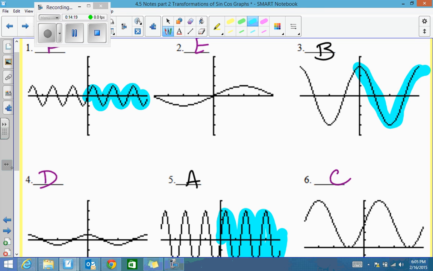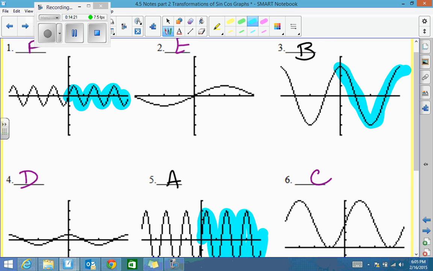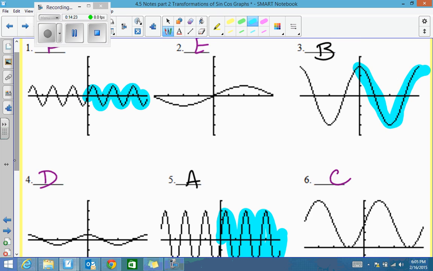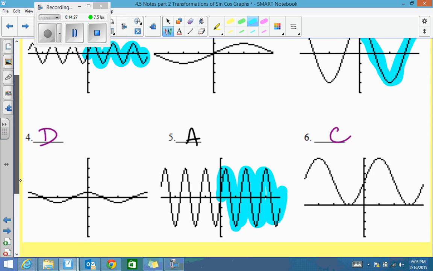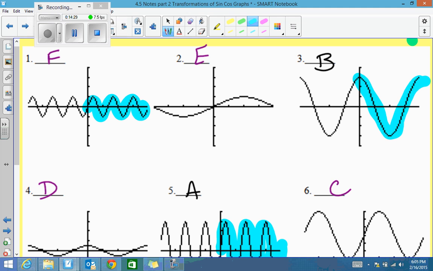Number 2, E, represents the equation sine of 0.5x. So again, that represents how fast or slow it moves. From 0 to 2 pi, this is only getting through half of the sine cycle. So instead of going up and down within those x values, it is only going up.